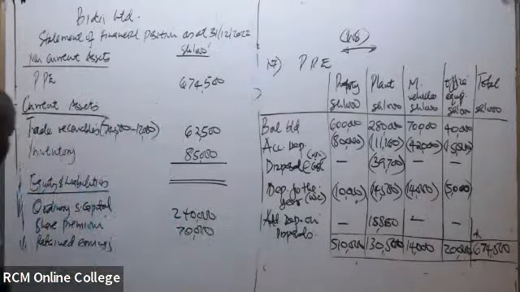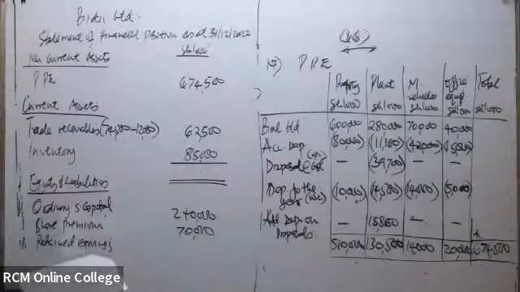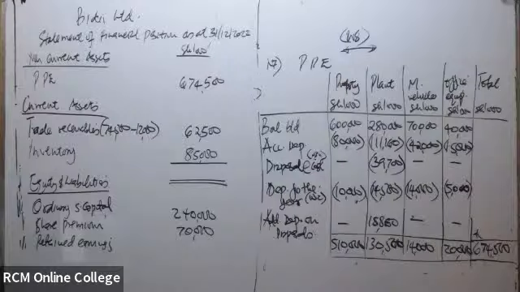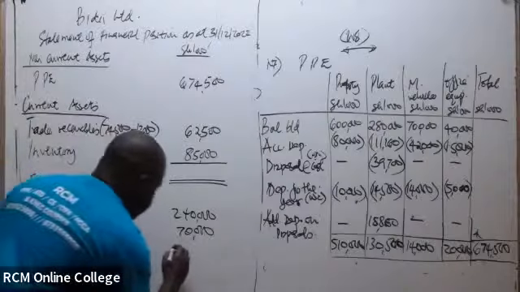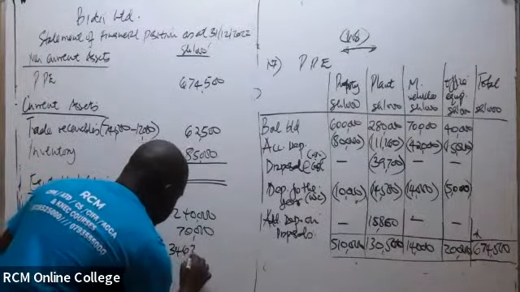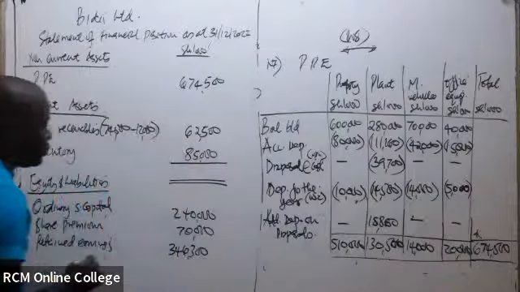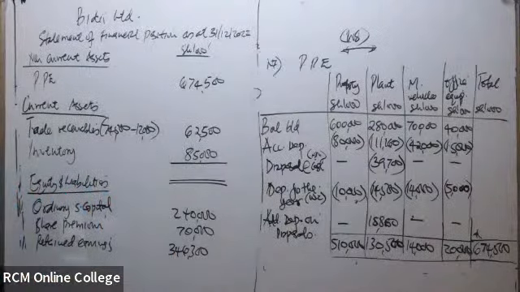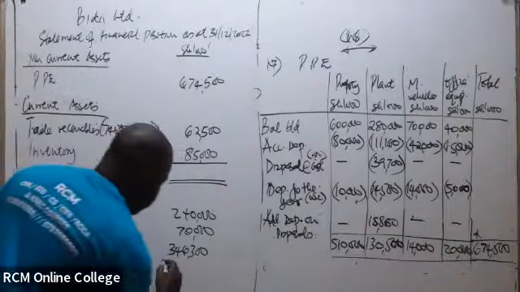What about retained earnings, the ones we computed in the statement of changes in equity by the end of the year? The retained earnings in the statement of changes in equity, it was how much? 346,300. And therefore, I think those are the only items of equity.